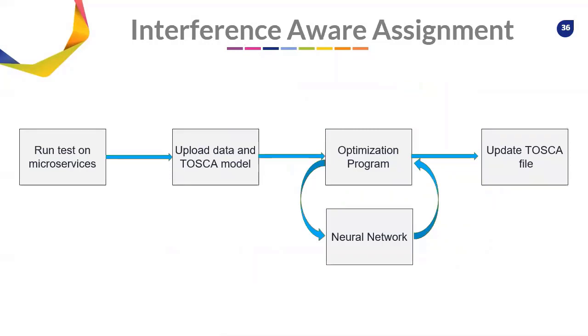The interference-aware assignment procedure is as follows. We begin by running some tests on the microservices using the CTT. Both the data and the TOSCA model need to be available on CHE. The optimization feature is formulated as a variant of the bin packing problem, and a genetic algorithm is used as a solution method. The optimization feature makes successive calls to a neural network in every iteration of the algorithm to get the values of the interference. Finally, the TOSCA model is updated with the assignments and it is output.